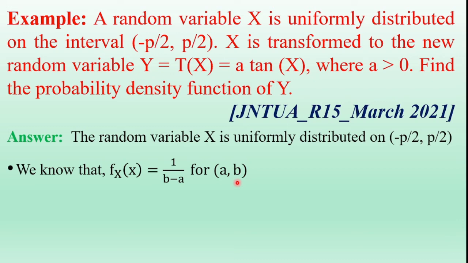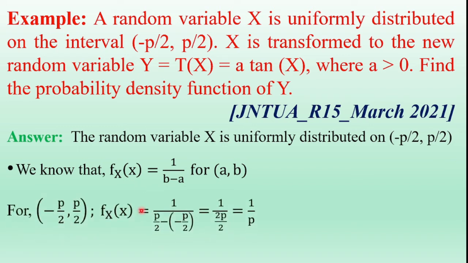Now here, given that X is a uniformly distributed random variable, the interval is minus π/2 comma π/2. Using this standard equation, first calculate the probability density function of the random variable X. f_X(x) is equal to 1 by (π/2 minus (minus π/2)). Reducing the denominator term, we get the probability density function of the uniform random variable over this interval as 1 by π.